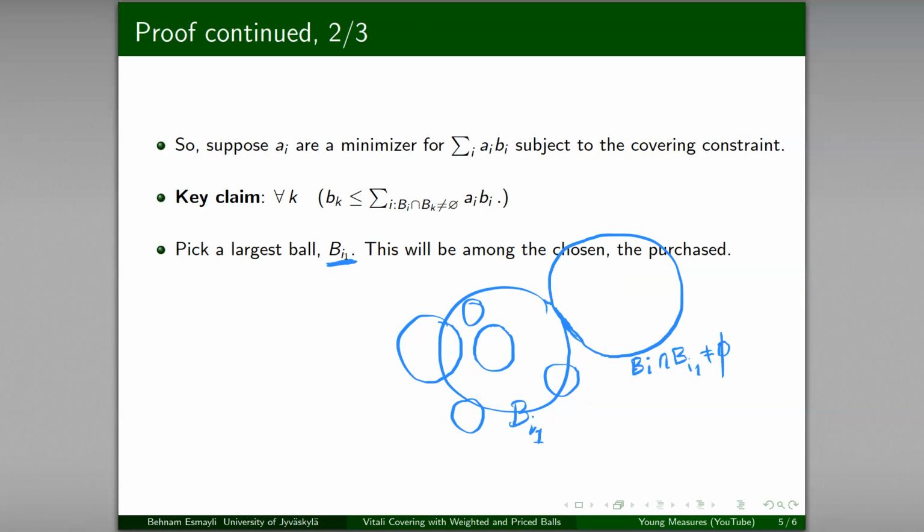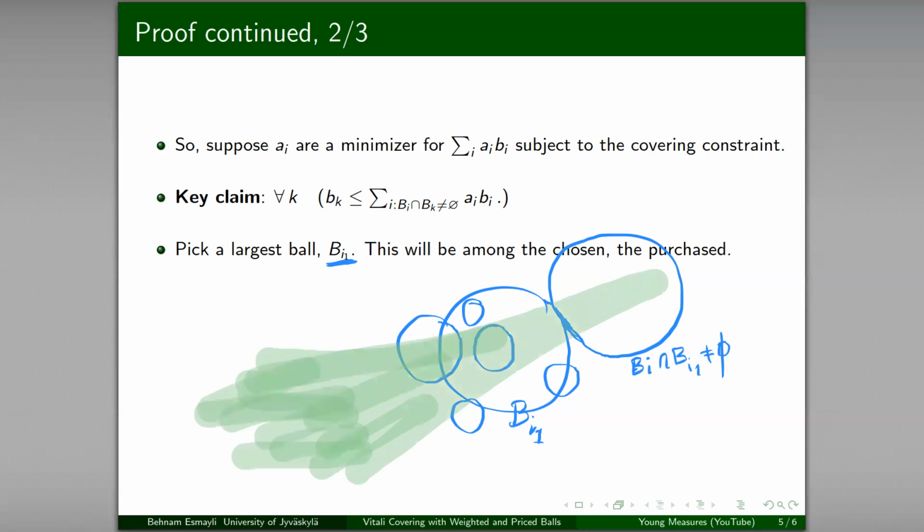Let me draw also maybe our set with a different color. So suppose something like this is our set A. So once we purchase this ball, we have to pay for it. And that's where we will bring in this key claim. We will know that the summation AIBI over those i's where you intersect BI1, I1.